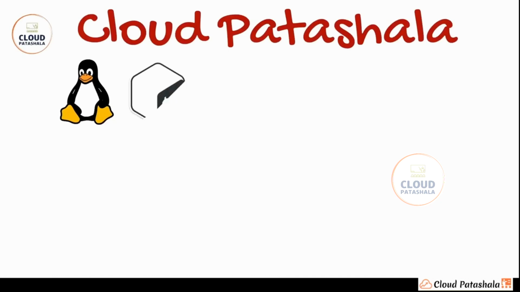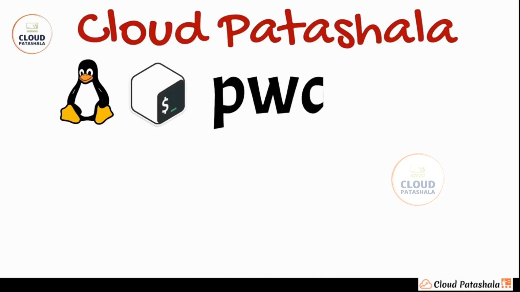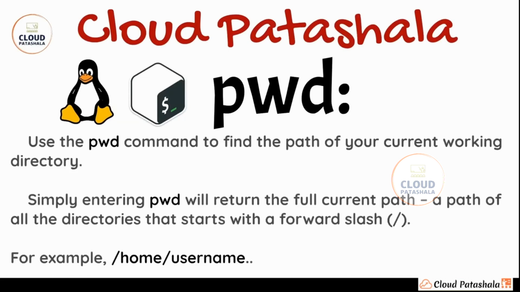Coming to the next command that we have, we would be discussing pwd, that also stands for present working directory. We use this command to find the path of your current working directory. All we have to do is enter pwd and it will return the full current path, a path of all the directories that starts with a /. For example, if we are inside /user/username of any user, we would be getting an output as that.